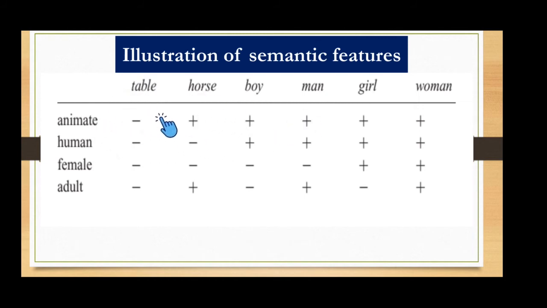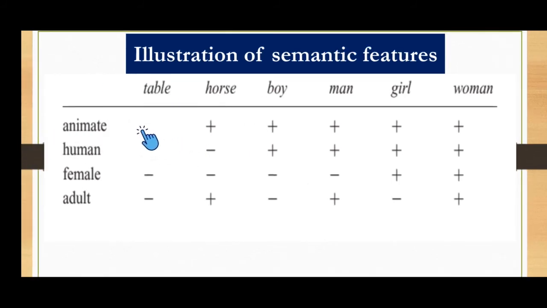So you can see here, let's take the first example, that is table. So table: animate minus, human minus, female minus, adult minus. If we take the table as the subject of the verb eat, and we say that the table is eating a hamburger, the sentence will look semantically odd or semantically incorrect. Why? Because the table doesn't have the capability of eating a hamburger. And how do we know it doesn't have the capability? We know the meaning of a table conventionally, literally, or from the dictionary. And then we know that the table is not animate, it is a non-animate object. And we know the table is also not a human being, and it's also not female, or adult. Thus, we cannot use table as the subject of the verb eat.